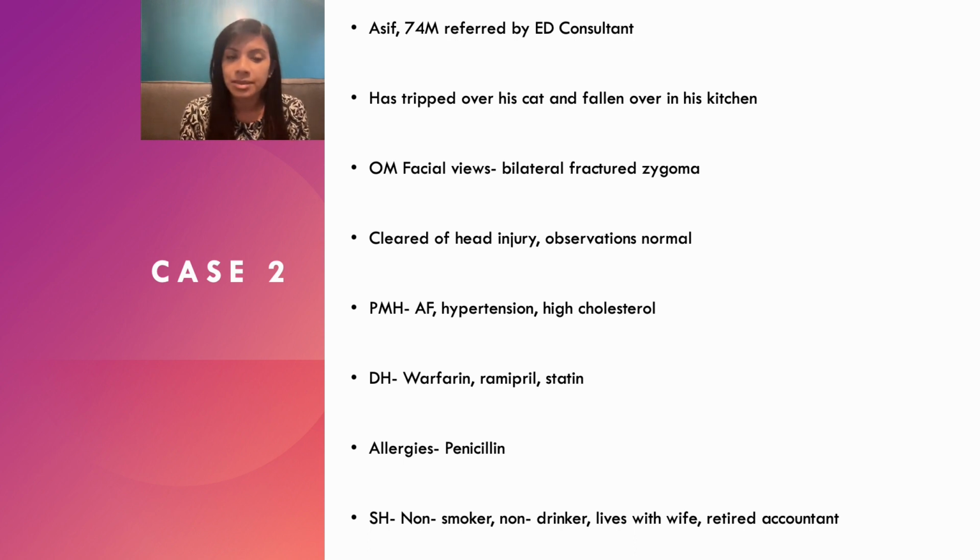He has a past medical history of AF, which is atrial fibrillation, hypertension and high cholesterol, for which he takes warfarin, ramipril and a statin. He's allergic to penicillin, he doesn't drink, doesn't smoke, he lives with his wife, and he is a retired accountant. So this is a pretty good handover, but is there anything else that you think you'd like to know?